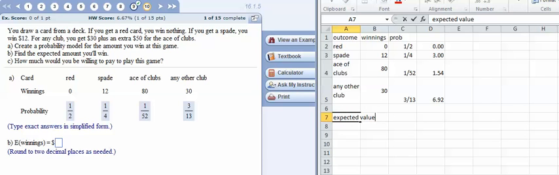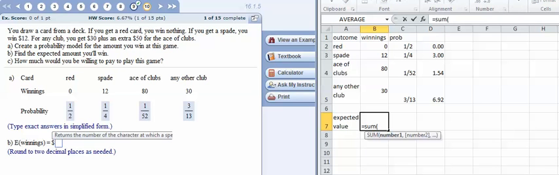All right, and then to get the expected value, all you have to do is add up this column right here. So we'll just say equals the sum of this column, which was the product of the probability and the random variable. So 11.46.